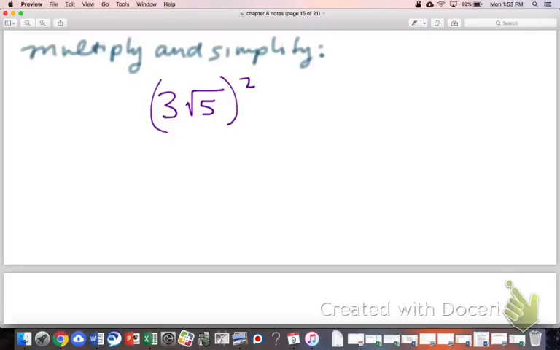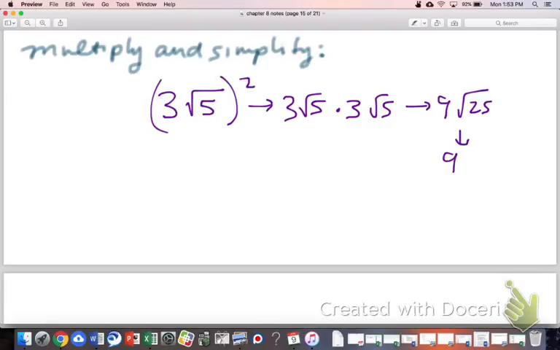Doesn't squared simply mean times itself? Yes, sir. So if you wanted to, you could write 3 square root of 5 times 3 square root of 5. That turns it into a simpler version like we did earlier today. Multiply the 3's together and get 9. The square root of 5's multiplied together is the square root of 25, and we know that the square root of 25 is 5. So 9 times 5 is 45.